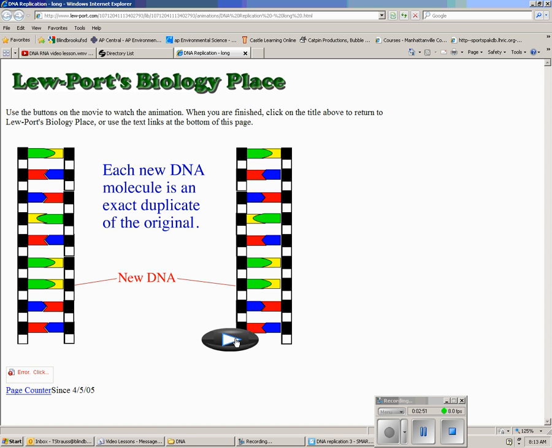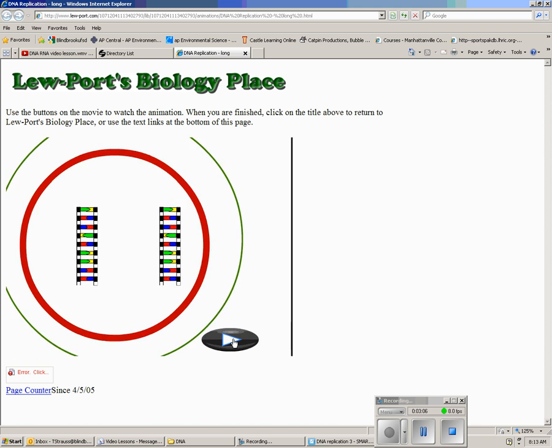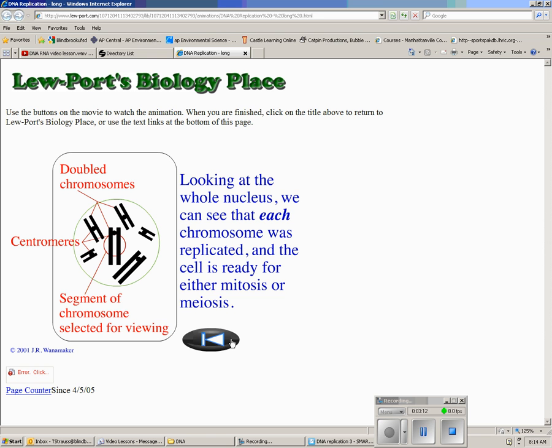And there's another enzyme that's going to add these nucleotides or the bases to each other, and that's going to be the polymerase. So it's like the helping hand. So if we shrink these back down to see what's happening in the whole cell, now we have two pieces of DNA where we originally had one. So we can see that all the chromosomes were replicated, and then the cell's going to go into either mitosis or meiosis.